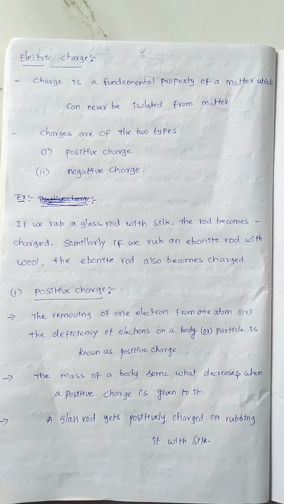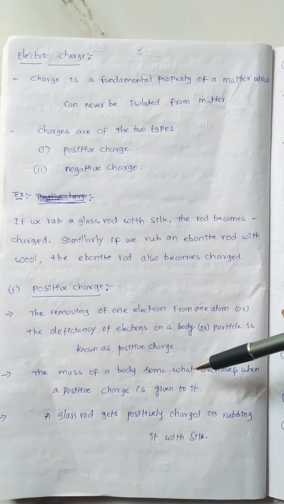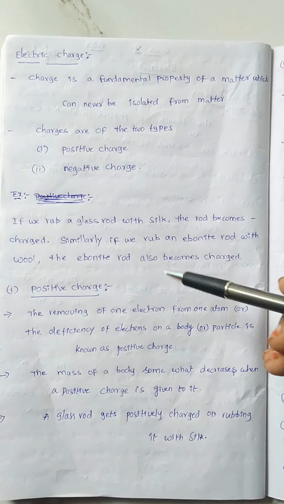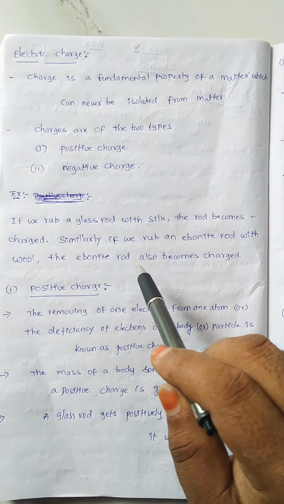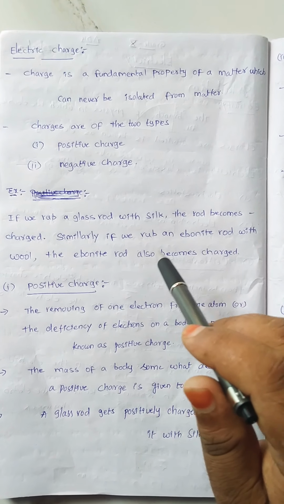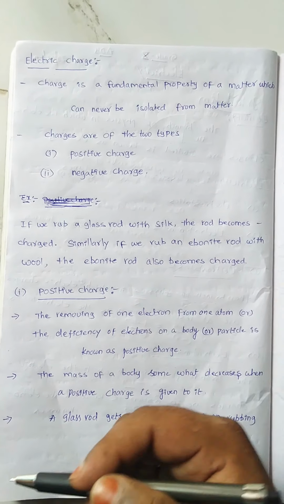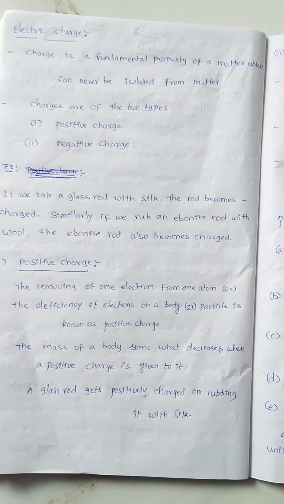Why does it become charged? The glass rod becomes charged because it loses its electrons, right? And why does the ebonite rod also become charged? It gains electrons from wool or fur. Now I want to discuss positive charge.